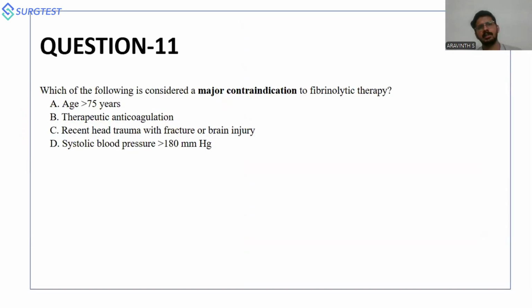Which of the following is considered a major contraindication to fibrinolytic therapy? Something straightforward. A. Elderly with age more than 75 years. B. Therapeutic anticoagulation. C. Recent head trauma with fracture or brain injury. D. Systolic blood pressure more than 180 mmHg. Anybody who's worked in a recent reasonable emergency setting or who has worked in ICU would probably know this.